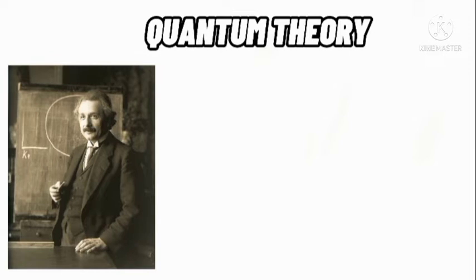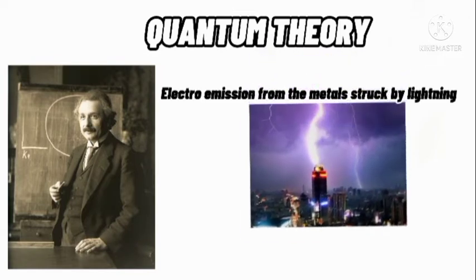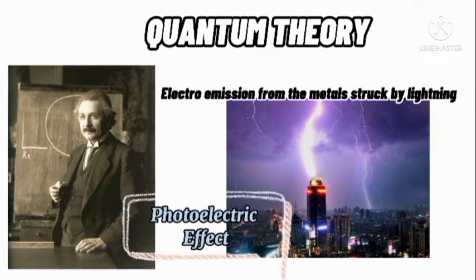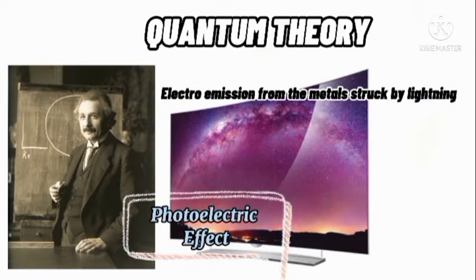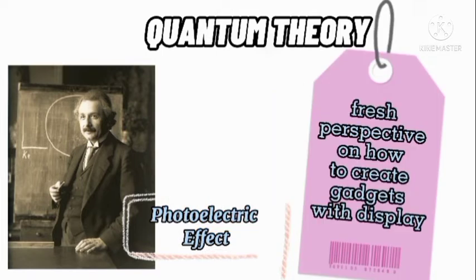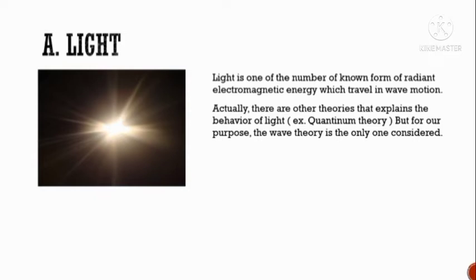Albert Einstein also addressed the mechanism of electron emission from metals struck by light in this theory. This was known as the photoelectric effect, and it was this idea that led to the development of the modern television, giving technologists a fresh perspective on how to create gadgets with displays. But for our purpose, the wave theory is the only one considered.